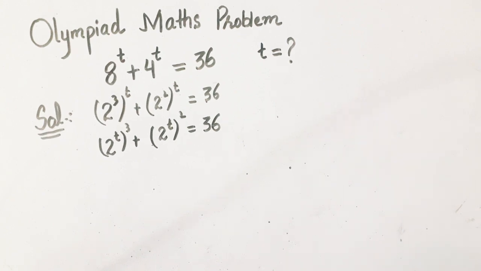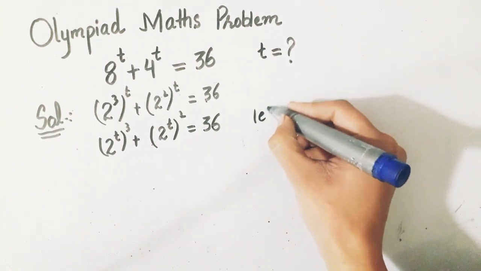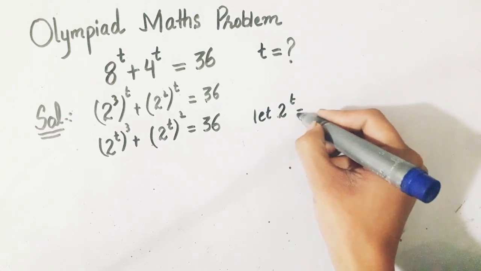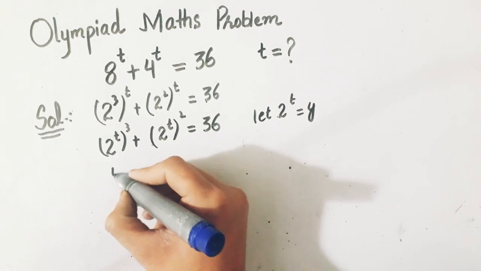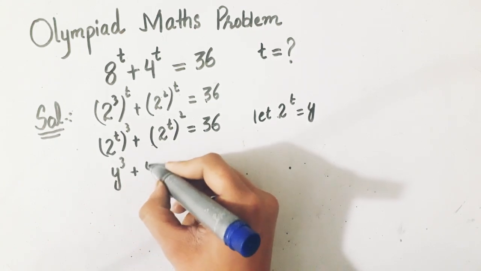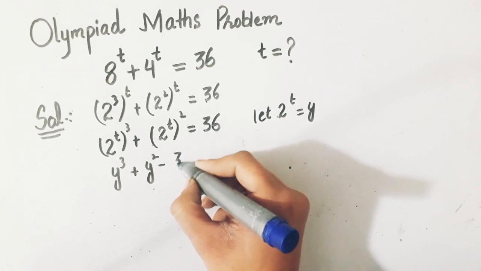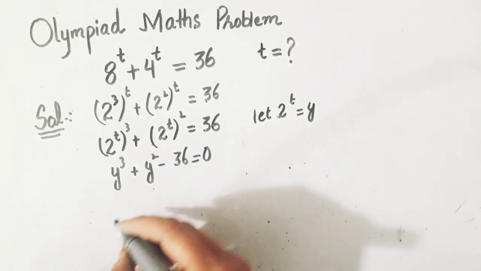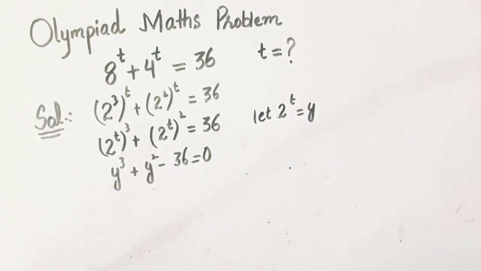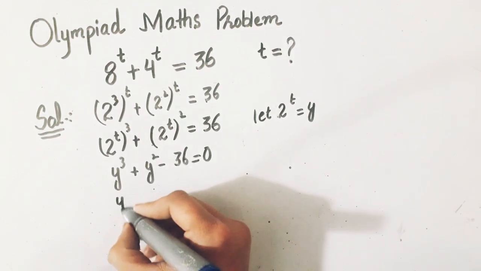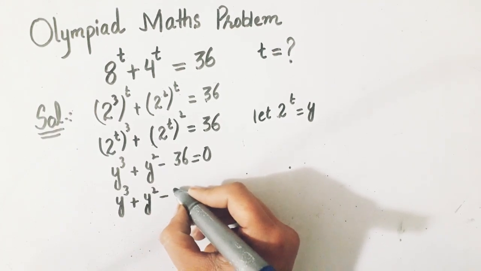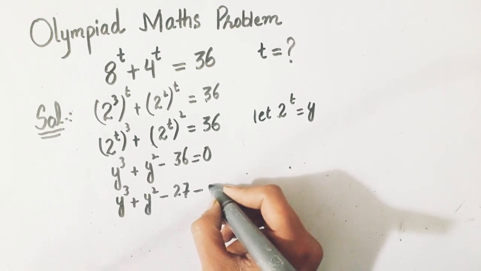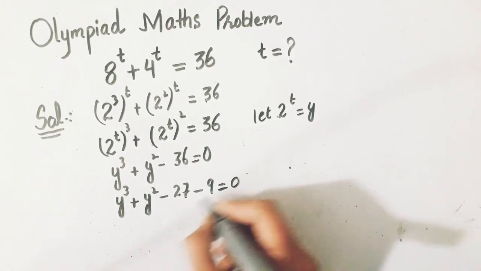Let us make a supposition here. Let 2 raised to power t equals y. So we will write this as y cube plus y square minus 36 equals 0. Now in the next step, we will write this as y cube plus y square, and minus 36 can be written as minus 27 and minus 9 equals 0.